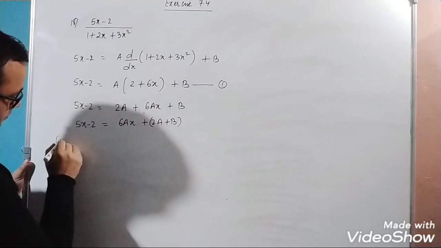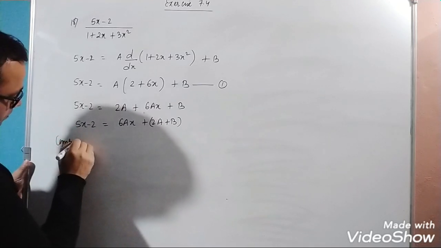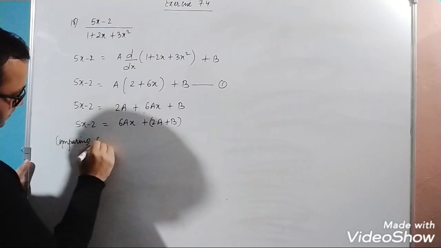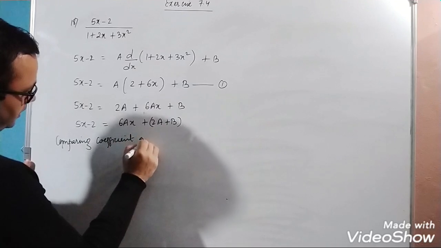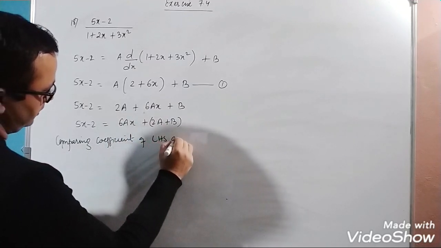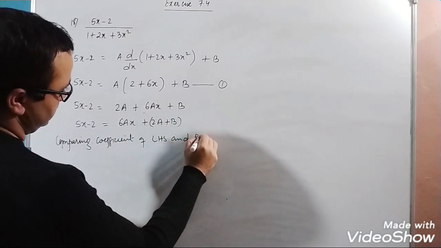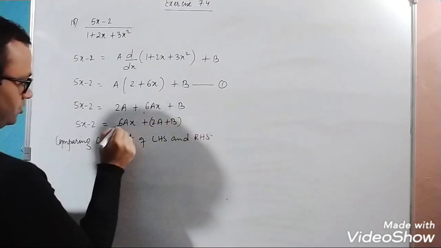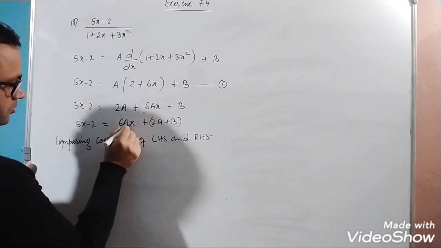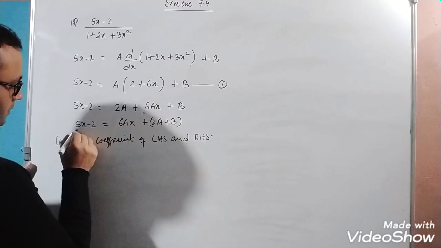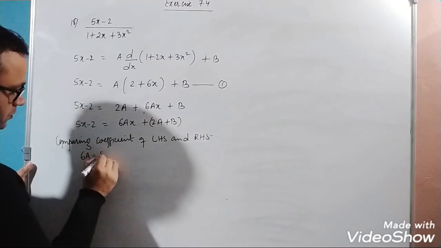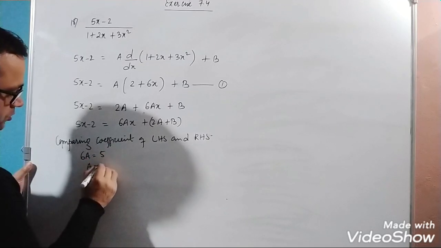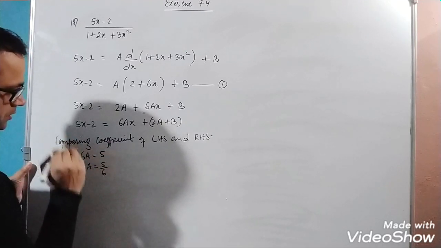Comparing coefficient of LHS and RHS. In the right hand side the coefficient of x is 6a, in the left hand side it is 5. So 6a equals 5, a equals 5 by 6.